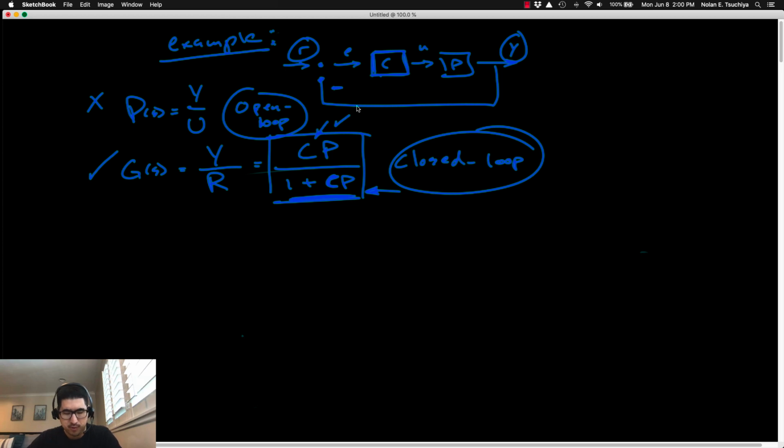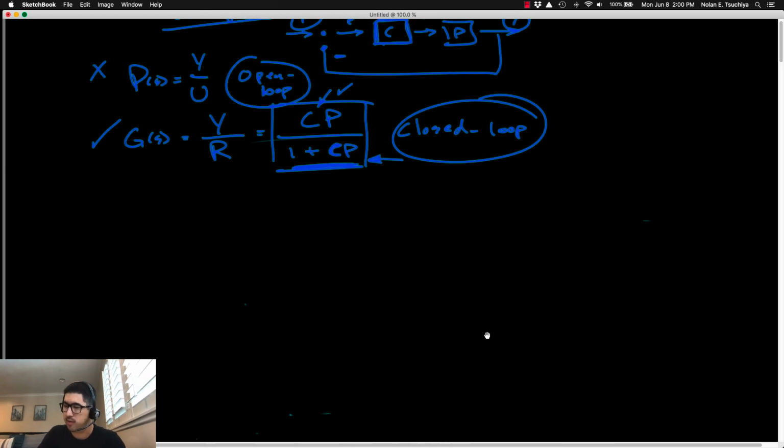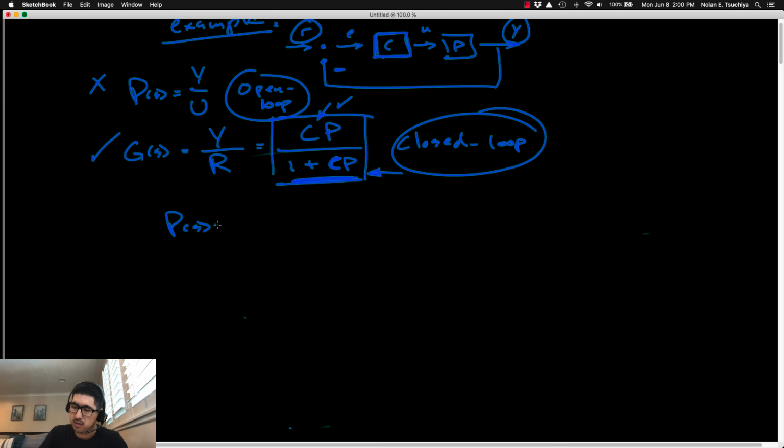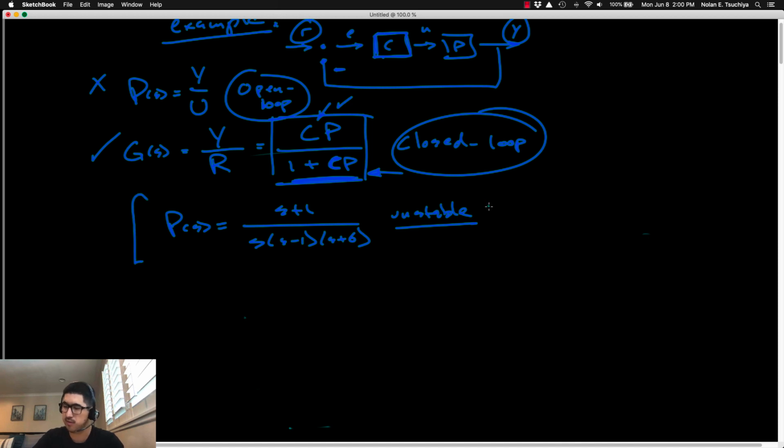For this example, we're going to start with a plant that is actually unstable, right? The plant in this example is the following. It's got 3 poles, one at the origin, one in the right half plane, one in the left half plane. So this is an unstable system. And we're going to try and use closed loop feedback to stabilize it. Okay, so the plant is this, it's given.